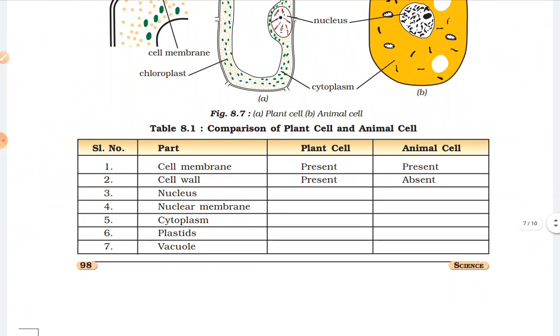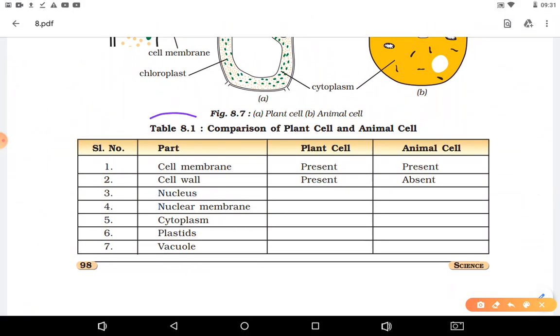Now this is the important difference that you will also write in your notebook. Difference between the plant cell and the animal cell. Cell membrane, ठीक है, plant cell and the animal cell, it is present in both. Similarity and the difference. Cell wall is present here but it is absent in the animal cell. Nucleus is present in both.